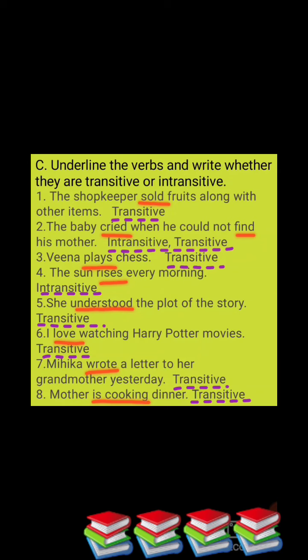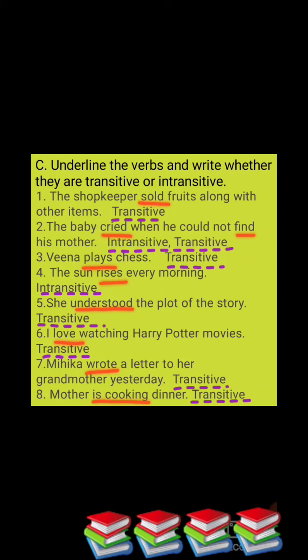The shopkeeper sold fruits along with other items. Here sold is the verb, and what type of sentence is it? Transitive, because sold is not complete itself, so it needs an object. The baby cried when he could not find his mother. Here you can see that cried is complete itself, so intransitive. Find is also a verb, that is transitive.